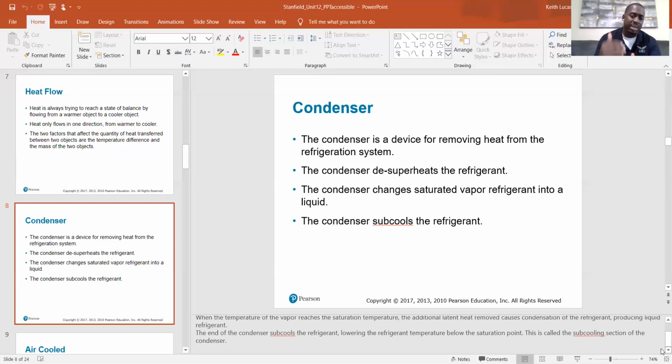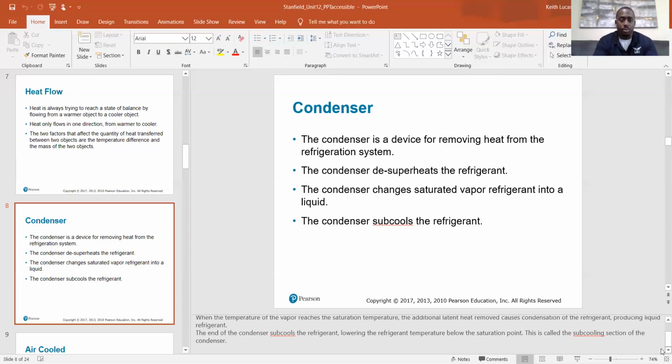Basically, in the beginning of the condenser, the vapor refrigerant starts to cool. And then as it goes through, midway through the condenser, it starts to condense into a liquid. And then at the end, coming out of the condenser, it should be 100% liquid. The remainder of the heat that's being removed is subcooling the liquid, so that's the subcooling zone.